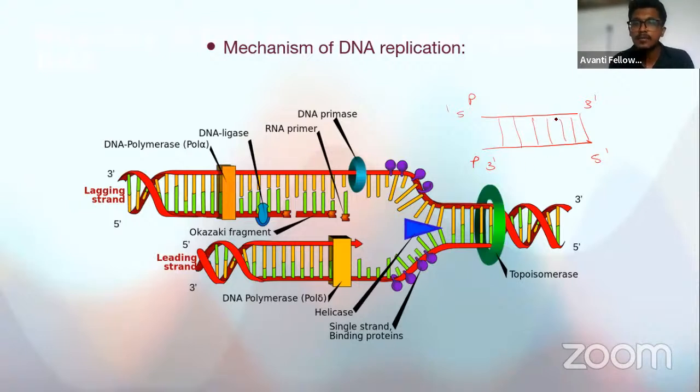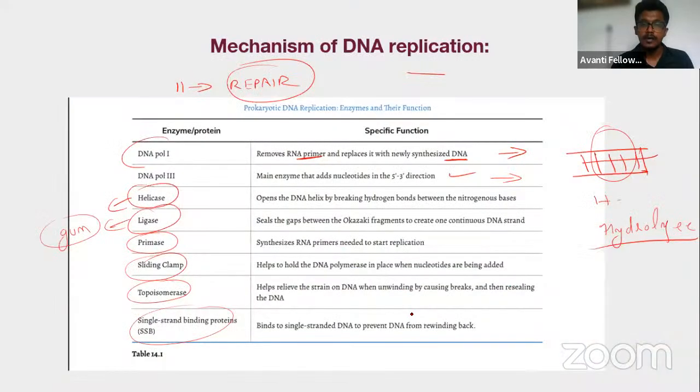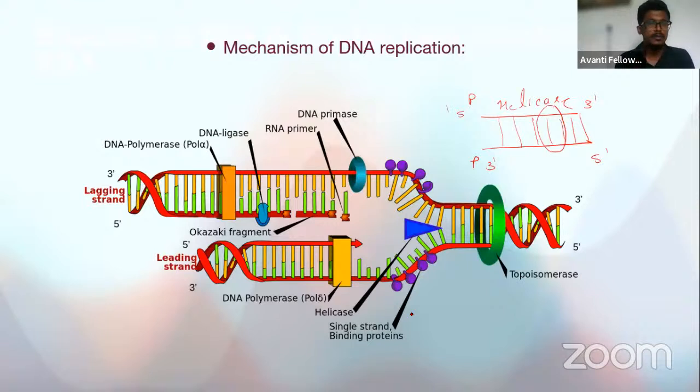Now, the first enzyme that comes and assembles at the ORI site is helicase. Helicase, what will it do? It will recognize where I should start the replication and it will come and bind to the ORI site. Once it binds to the ORI site, the role of helicase is to open up the strand. Now you can see here, this is the DNA strand. Once the helicase has come in place, both the strands open up like this.